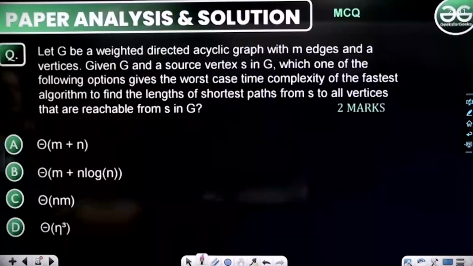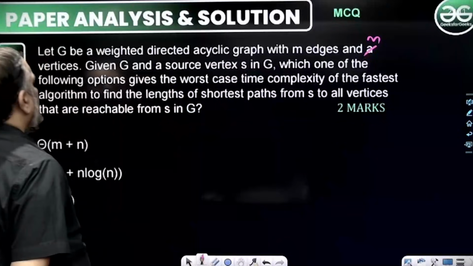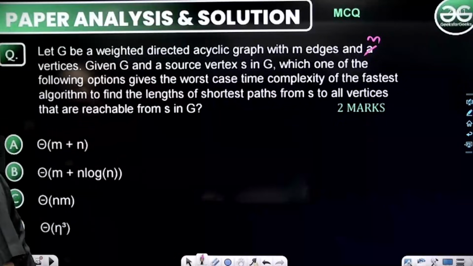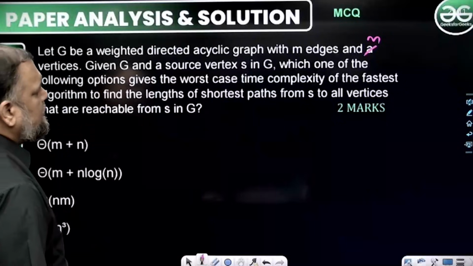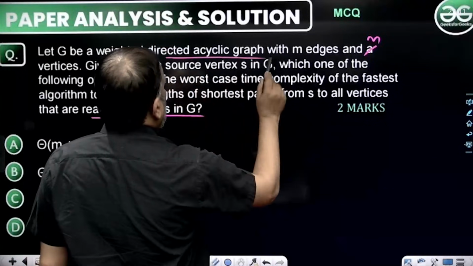Next. Let G be a weighted directed acyclic graph with m edges and n vertices. Given G and a source vertex S in G, which one of the following options gives the worst case time complexity of the fastest algorithm to find the length of the shortest path from S to all vertices that are reachable from S in G. So it's a directed acyclic graph.